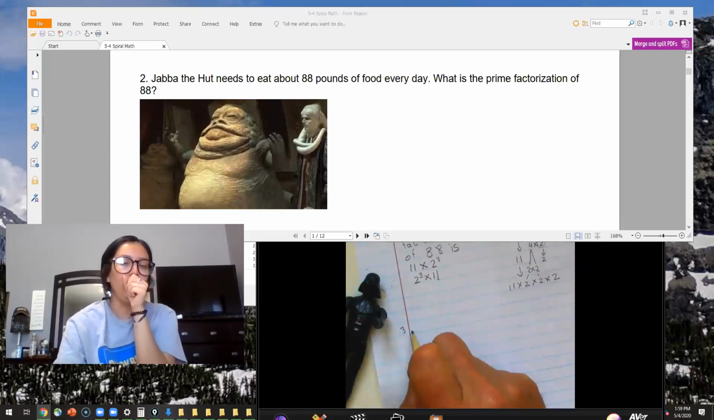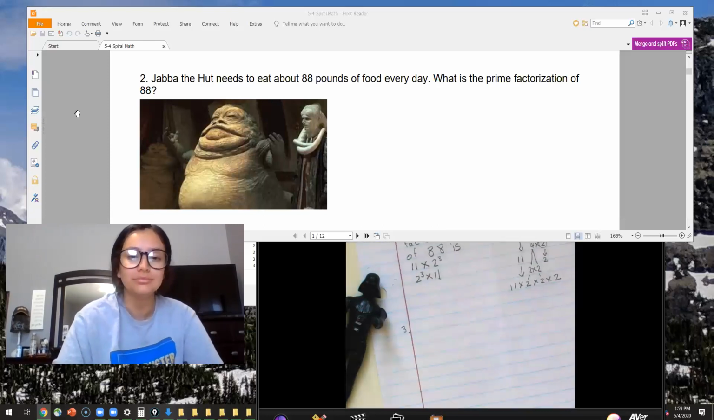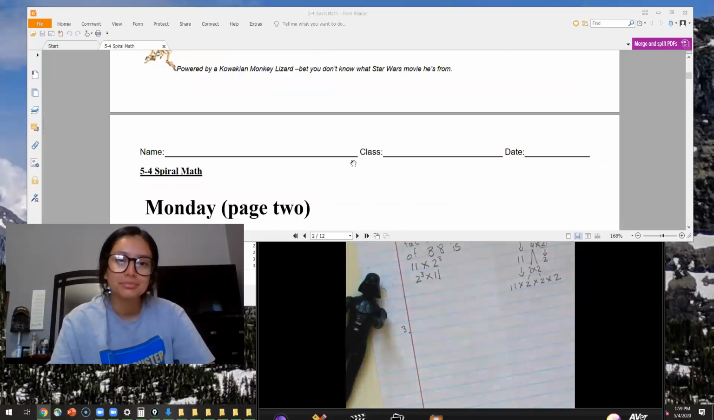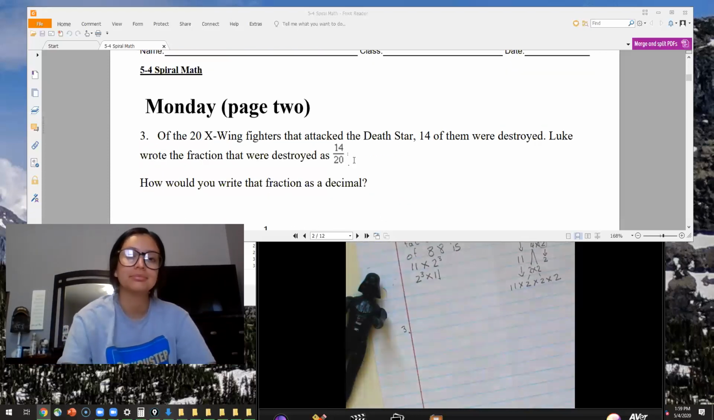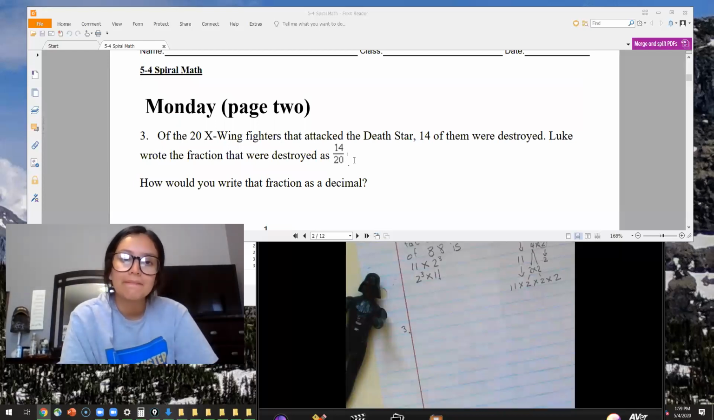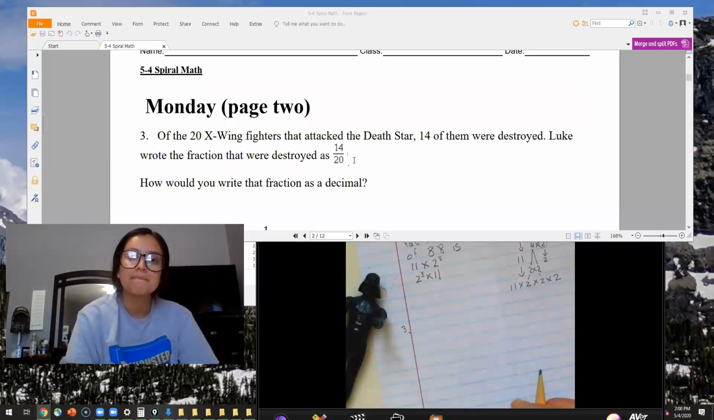All right, let's go on now to number 3. Of the 20 X-Wing fighters that attacked the Death Star, 14 of them were destroyed. Luke wrote the fraction that were destroyed as 14 over 20. How would you write that fraction as a decimal?